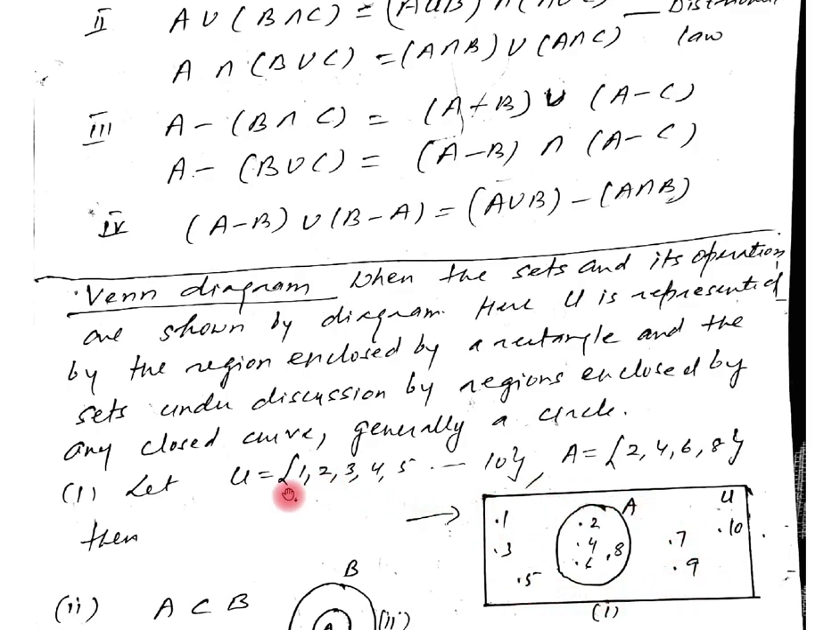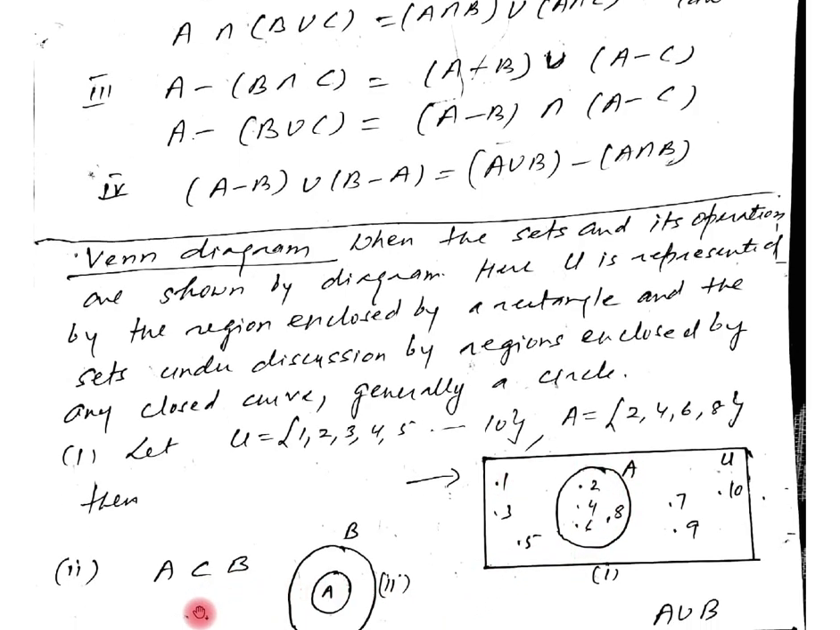See it again. The universal set has elements 1 to 10. The universal set is always represented by a rectangle, and other sets under consideration, which are generally subsets of U, can be shown by a circle. Here A has elements 2, 4, 6, 8, and A is a subset of U. We show it with a circle. All the elements of A are shown inside, and the other elements which are not in A we show here and there in the rectangle.